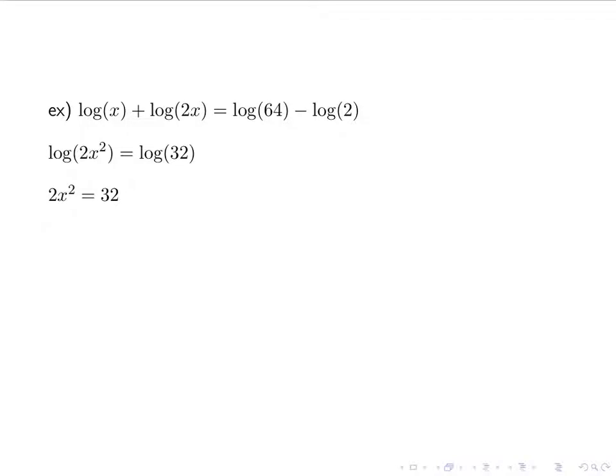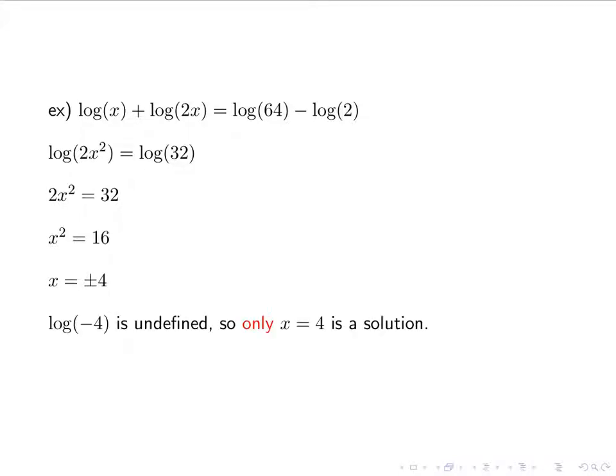Cancel the logs. Divide both sides by 2. Square root both sides. Remember, whenever you're square rooting both sides, you need the plus or minus. Both 4 squared and negative 4 squared are 16. In our case, however, I can't plug in negative 4 because both of those logs would be undefined. So only the positive one is in fact a solution.